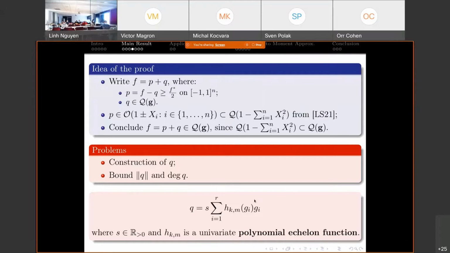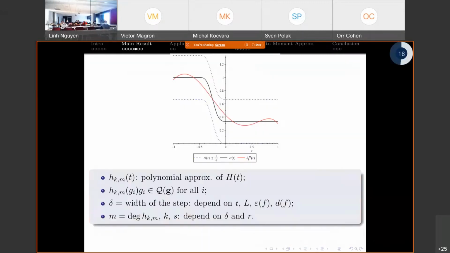In the previous works, this coefficient was constructed as a univariate sum of squares polynomial. If you construct it in this way, it is immediate that you have something in the quadratic module, while with our new functions it's not so easy to prove, it's not clear. But you have worse bounds for the norm of Q and worse bounds for the degree of Q, while with these functions, it is easy to find these bounds. And let me show you how we construct this function.